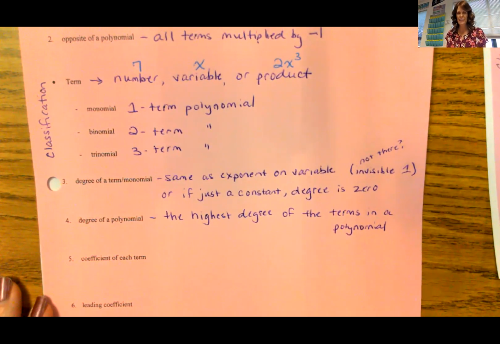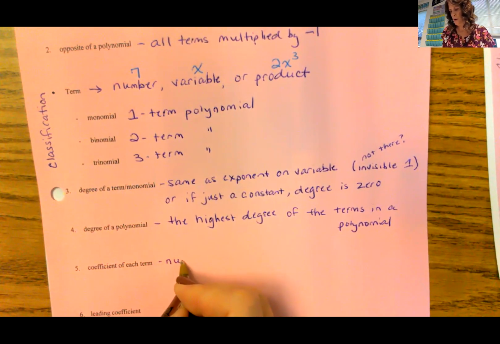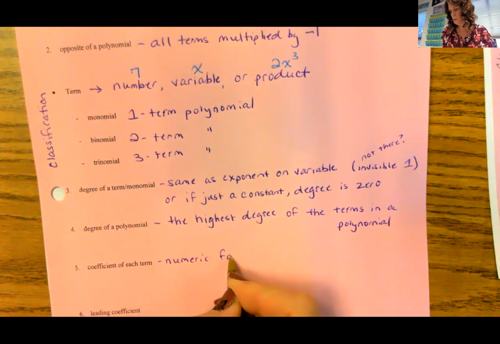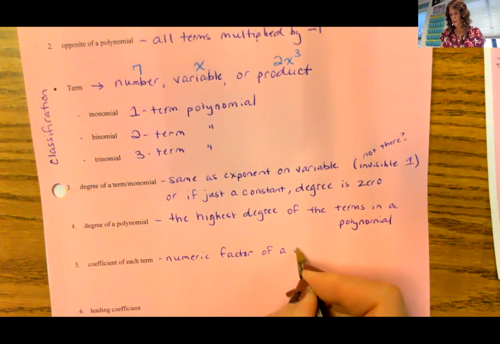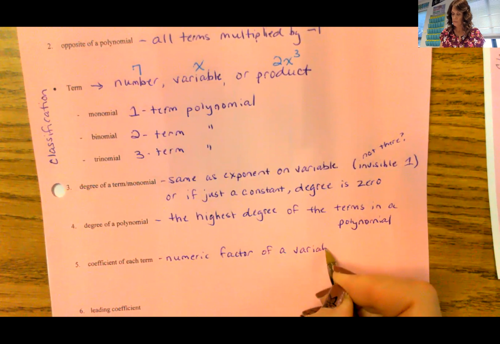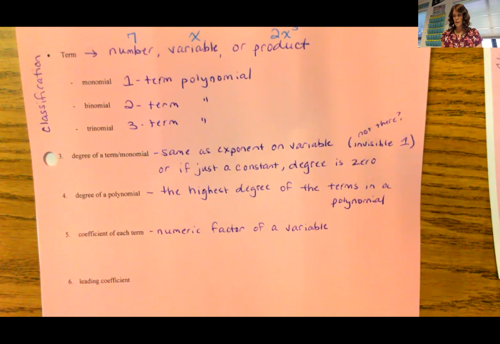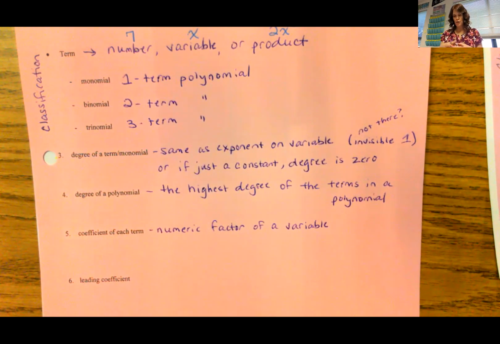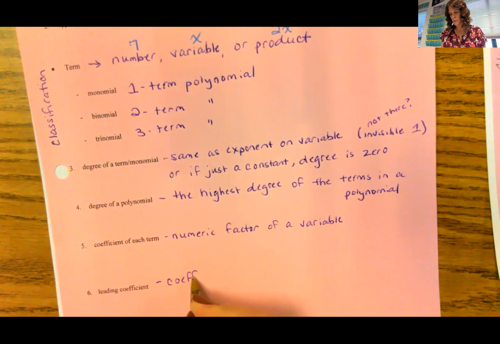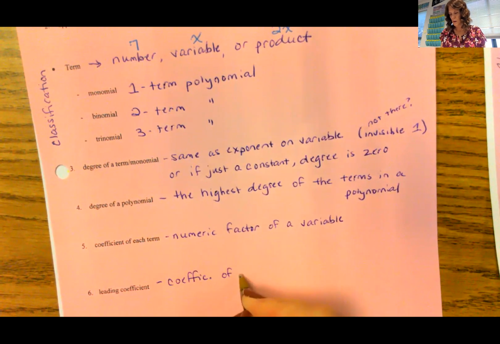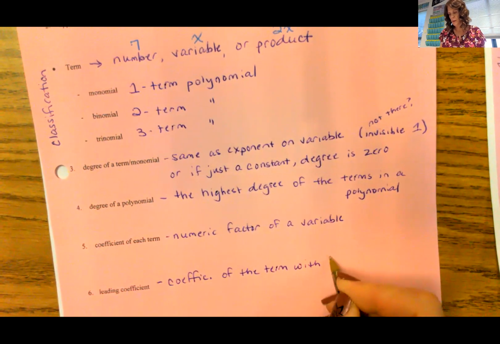Okay, coefficient. We kind of know this already. It's that numeric factor of a variable. So numeric factor, factor being numbers we multiply together, numeric factor of a variable. Okay. Leading coefficient. Well, that's going to be the coefficient of the term with the highest degree. Okay. So the coefficient, I'm going to abbreviate, of the term with the highest degree.